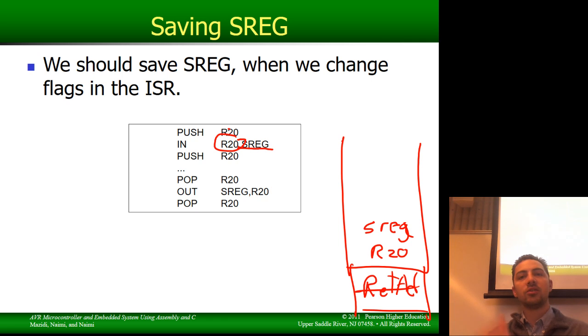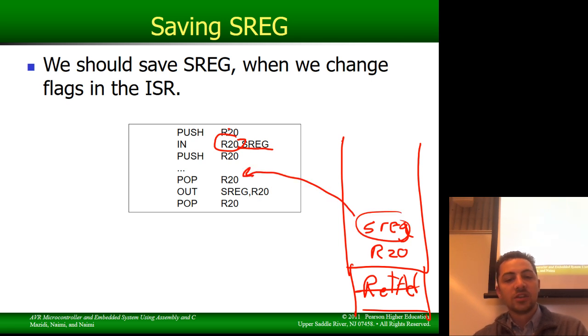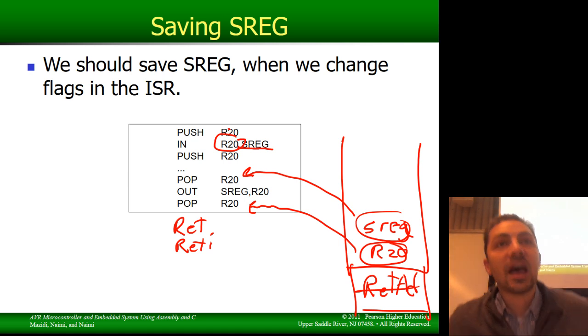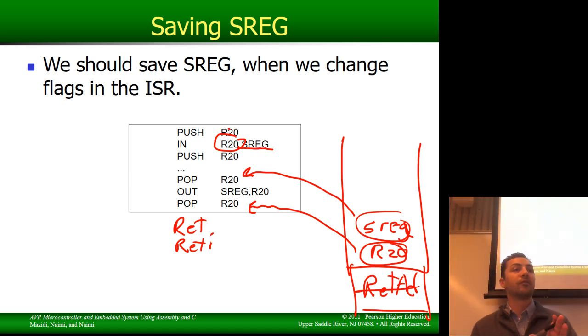Okay, so you have to make sure that you get all this stuff off the stack. So the first thing you do is you pop into R20. So the status register goes into R20. And then you output that to the status register. So now the status register has been restored from whatever it was. Then you pop the next thing into R20. And finally, you'll do a return or a return I, one or the other. And that will do the return address. So saving the status register, not so important for functions, but very important for interrupts.